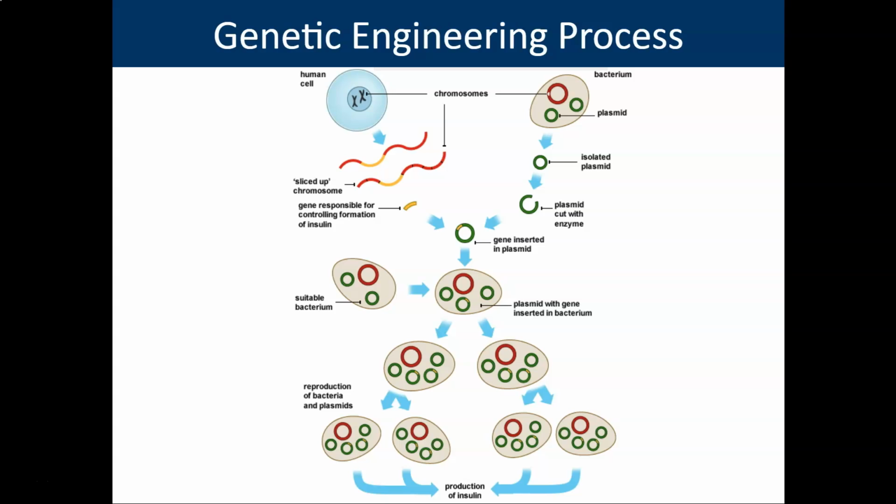If we're looking at it as a process in a picture, you can kind of see it here. On the right side, we have the bacterium, and on the left side, we have the human cell. So we go in, we slice up the chromosome, we take the little piece that we want for insulin. On the other side, we take out the plasmid and we cut the plasmid. Then we put the two together. We replace the plasmid back inside the bacterium, and then we let the bacterium reproduce. And eventually, you're going to get a lot of different plasmids with the protein on it, and we can then take it and produce it and bottle it and sell it.